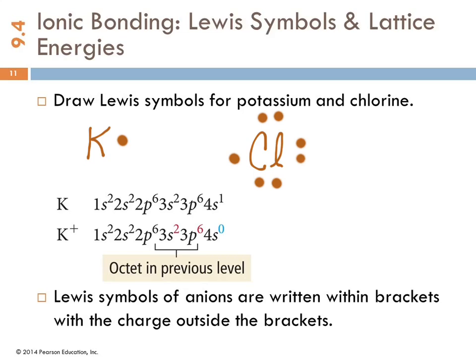What if we make an ion? What will potassium do to make an ion? It'll lose an electron. So if it loses an electron, then that goes away, right? Now it has a charge though, doesn't it? So if it's got a charge, we need to indicate the charge.